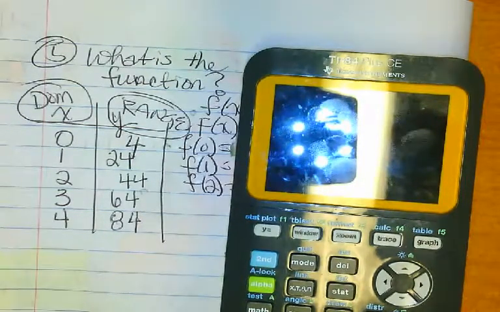And last one here, Phyllis. So en tu calculadora dice 4, 24, 44, 64, etc., etc. Yeah, those numbers are pretty big, but yeah.